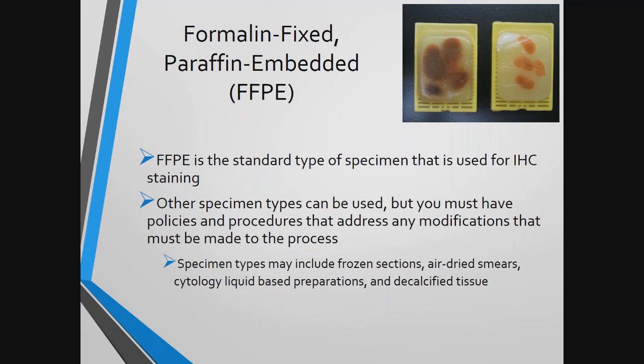Other specimen types can be used for IHC staining, however. There must be policies and procedures in place in order to call out what that process would include. This means if you want to do immunohistochemistry staining on frozen section slides, slides that have been air dried, slides that have been made from a ThinPrep or SurePath instrument, and tissue that has been treated with chemicals to decalcify, you can. However, the way you go about doing this is likely going to require you to tweak the sort of normally accepted practices of performing IHC in order to get the same end result. These nuances must be determined during your validation and verification processes, which we will talk about later.